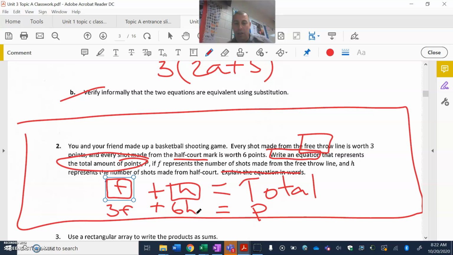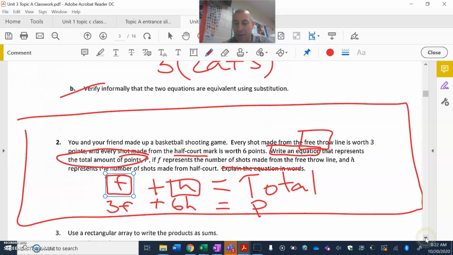And again, here's your explaining in words. If we make 5 from the free throw line, how many points would that be? Well, we would do 5 times 3 to get 15. If we make 2 from the half court line, well, that would be 6 times 2 is 12. How would you get the total points? Well, we would add the two together. So again, this is what we're going to be getting to. We're not there yet, but that's the kind of stuff we'll be dealing with.